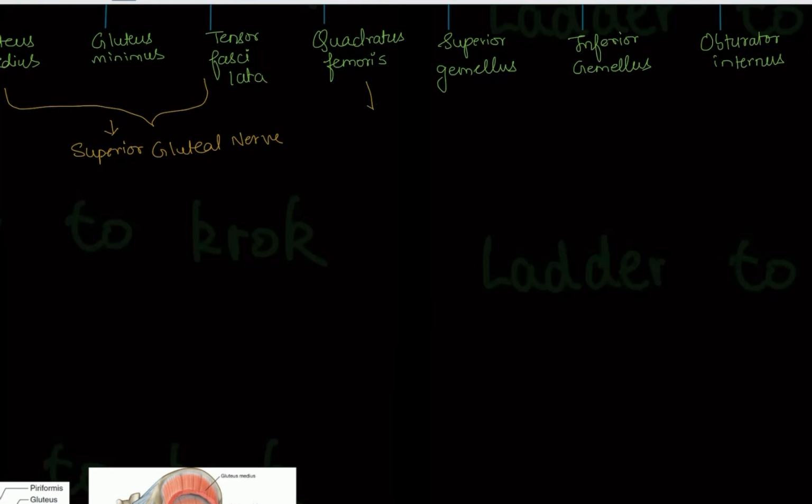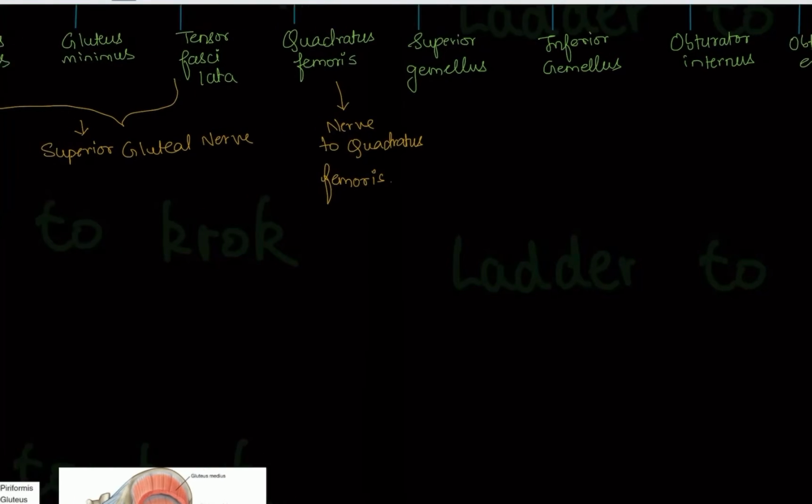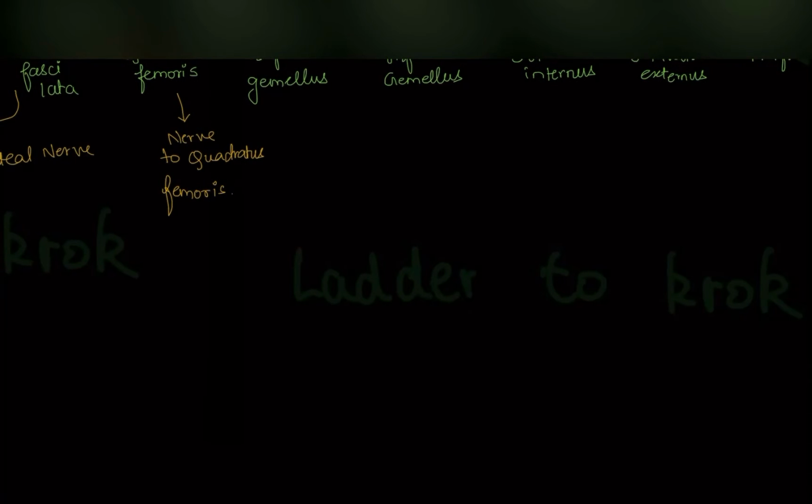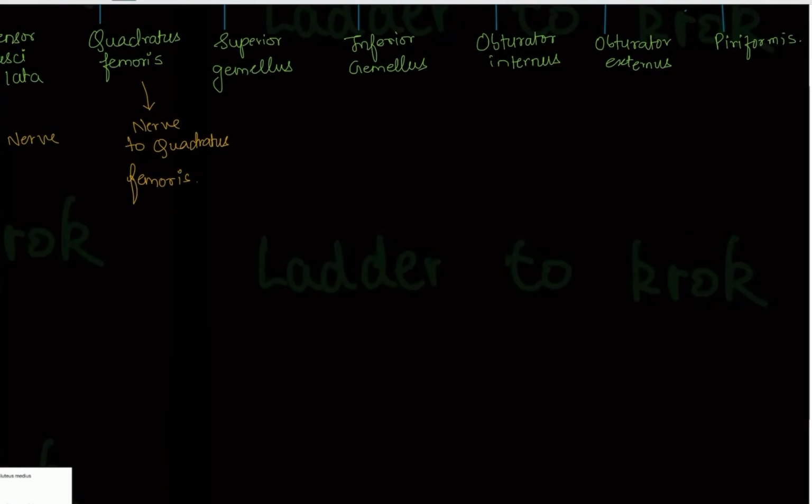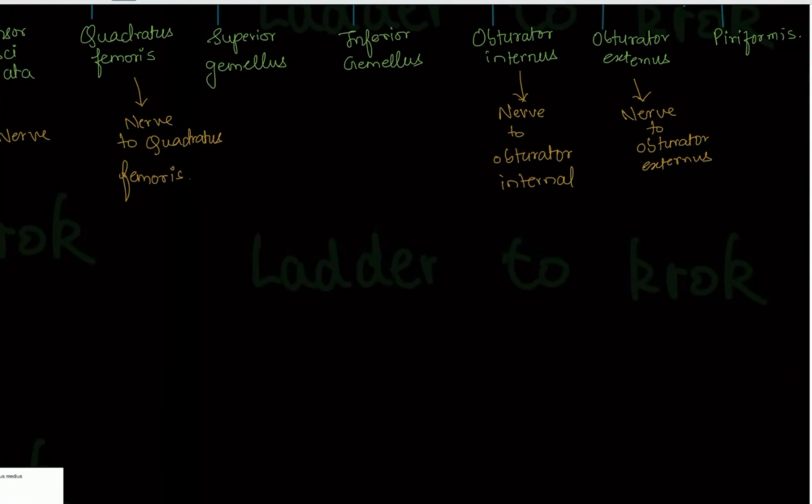Quadratus femoris is supplied by which? Nerve to quadratus femoris. Very easy. Superior gemellus and inferior gemellus I'll tell you in some time. First let's do the obturator internus. Nerve to obturator internus, or internal obturator nerve in English. Externus will be supplied by nerve to obturator externus. Piriformis will be supplied by nerve to piriformis. So nerve supply is very easy.